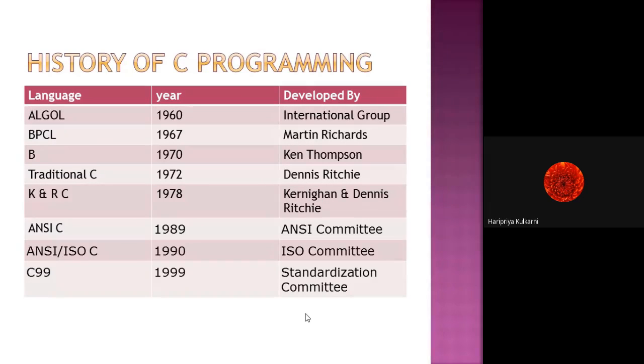Let us see in brief the history of the C programming language. Initially the first language was Algol, then BCPL, then B, then traditional C, then K and R C, then ANSI C, then ANSI ISO C. ANSI C has been very famous since 89, but still C language is used somewhere. So this is the history of the C programming language. All details about who developed it are given here, but we are interested to know who invented C and how the progress of the language took place.